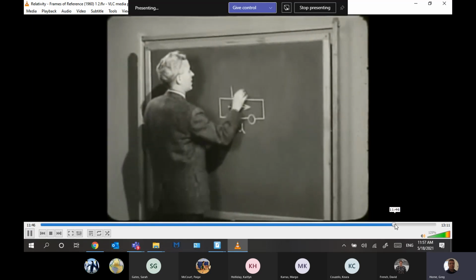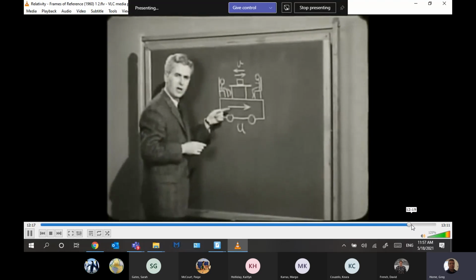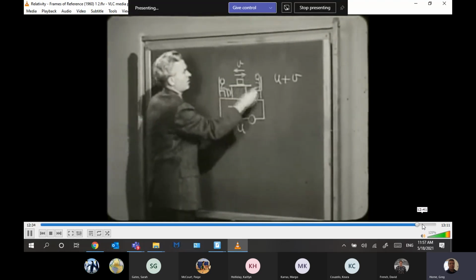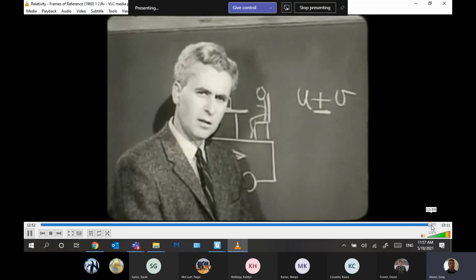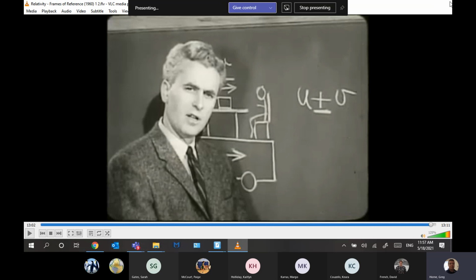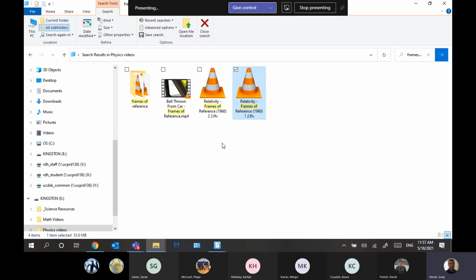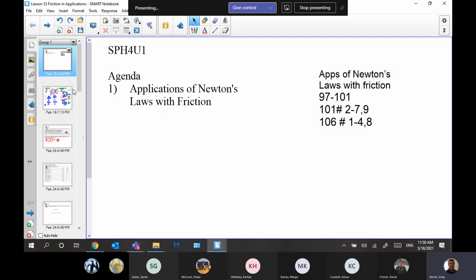So that was just the ideas about relative motion. Okay, so I'm going to save the circular one probably for the next lesson when I talk about circular motion some more.